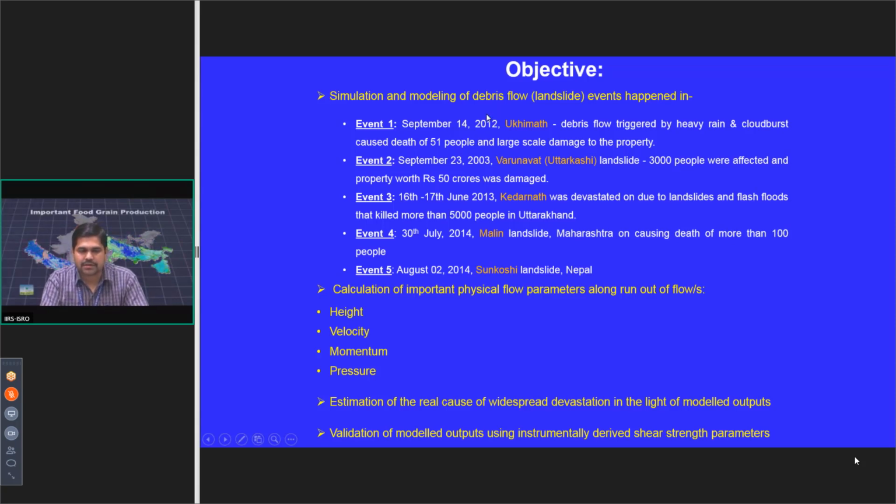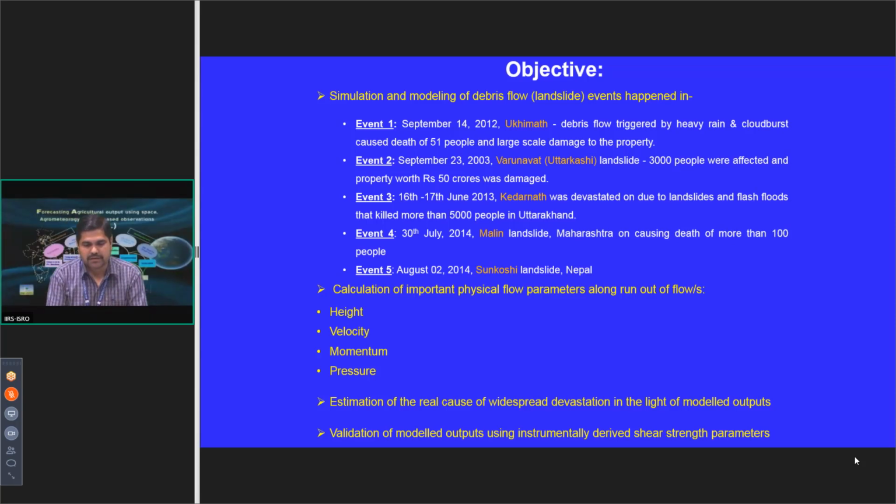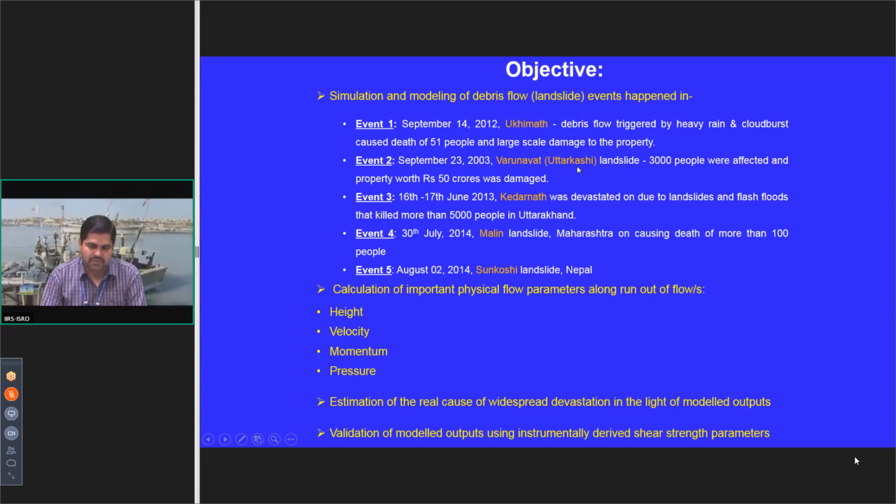The models that we have produced to date using the RAMMS software, I have jotted down 5, but there are more. All these results are published in a recent Springer book. If you search by the author name, that is my name, and Springer, you'll get the detailed results of that here. Event 1 is Ukhimath, event 2 is Varunavat Parbat Uttarkashi, event 3 Kedarnath.